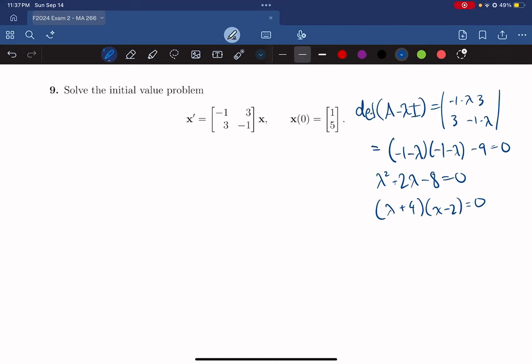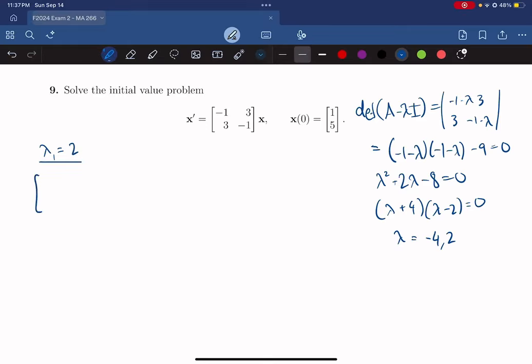Oh, I don't know why I switched to x. And then from there we can get our two lambdas as negative 4 and 2. So now we find our eigenvectors. So our lambda 1 is going to be, we'll just say 2.